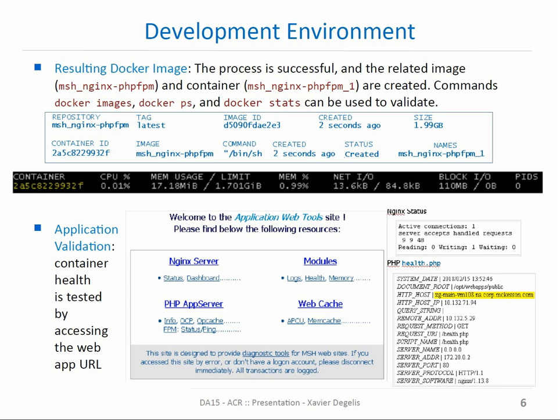The application validation also is tested to demonstrate the container health by accessing the web app URL. The Nginx status and PHP status is also displayed successfully. At that point, the local Docker container is fully operational.